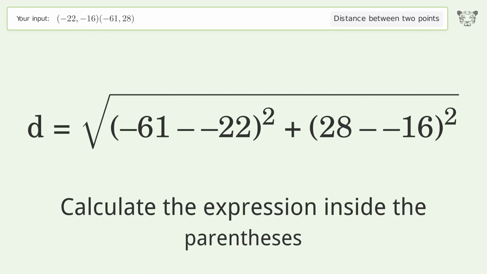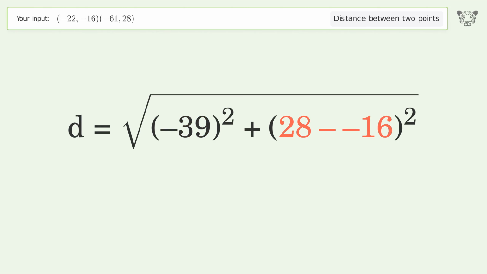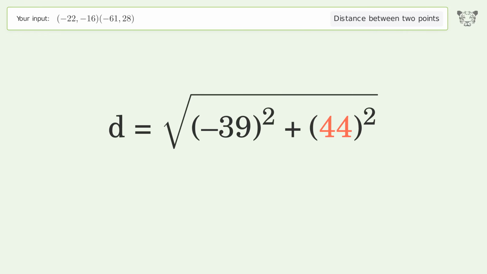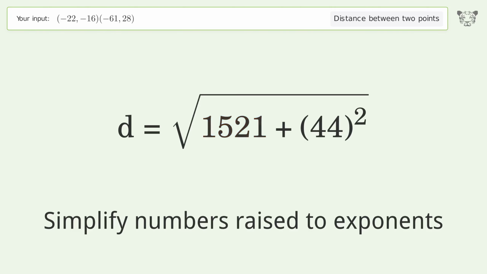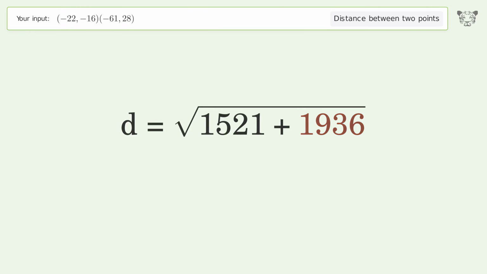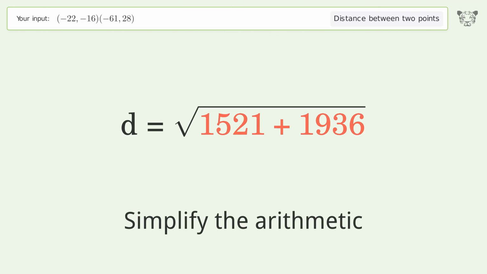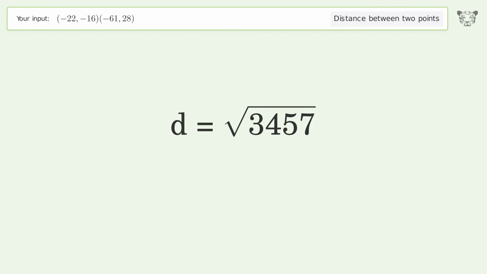Calculate the expression inside the parentheses. Simplify numbers raised to exponents. Simplify the arithmetic. And so the distance between the 2 points is the square root of 3,457, or 58.796.